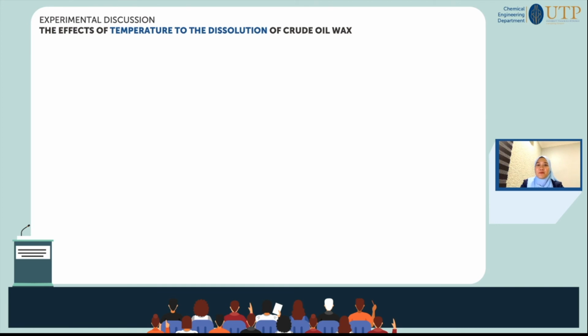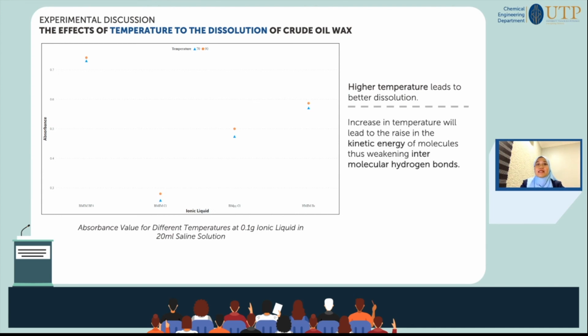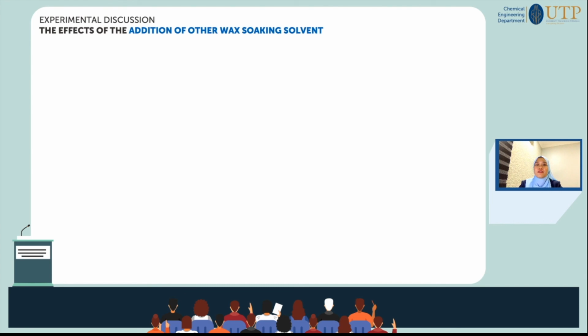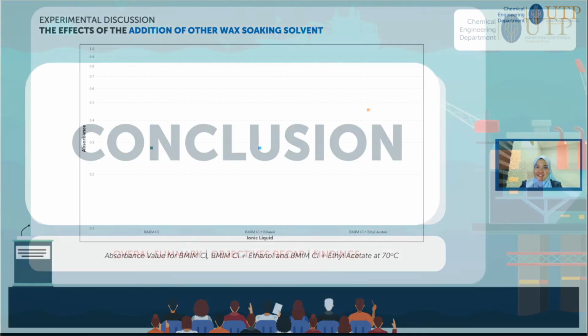Next is on the temperature effects. It is shown that higher temperature leads to better dissolution. This is because an increase in temperature will lead to the rise in kinetic energy that will weaken the intermolecular hydrogen bonds. Last but not least, on the effects of the addition of other wax-soaking solvent, where ethanol and ethyl acetate were added to BMIM-Cl. It was found out that the solution with ethyl acetate improved the absorbance value by almost 50% compared to that of BMIM-Cl.